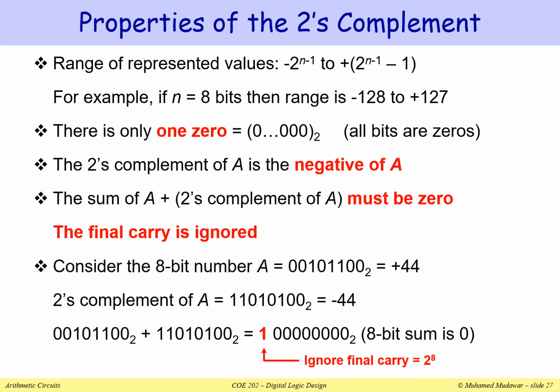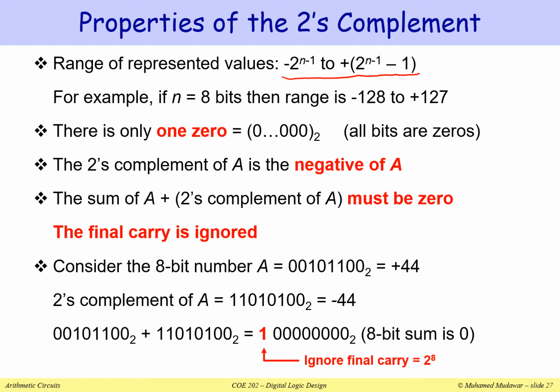What are the properties of the 2's complement? Why do people love to use the 2's complement to represent signed integers? Well, if you look at the range of represented values, there are many reasons for this. Okay, let us first look at the range of represented values. First, we can represent the values from negative 2 to the power n minus 1 to plus 2 to the power n minus 1, minus 1.